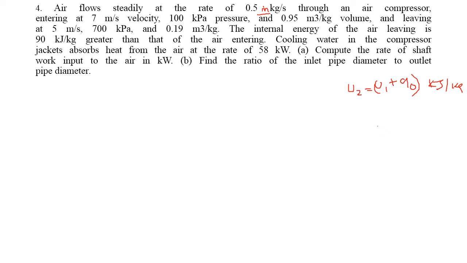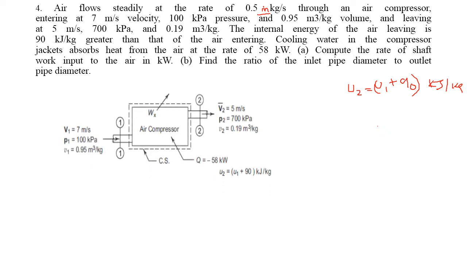Okay, so write down the given data and draw the schematic diagram for the given question. So this is the schematic diagram, and the given data is also included in the schematic diagram. The velocity value, pressure value, and specific volume at the inlet are given. Velocity, pressure and specific volume value at exit are given, right? We are taking internal energy at exit equal to U1 plus 90 kilojoule per kilogram.